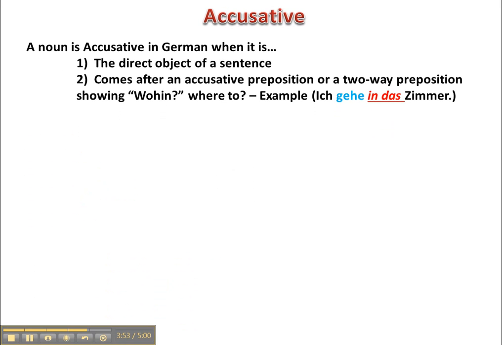Okay? The accusative is for the direct object of a sentence. That is what's receiving the action of the verb. I have a car. What do I have? The car. I see the man. What do I see? The man. So just think of it as receiving the action of the verb.